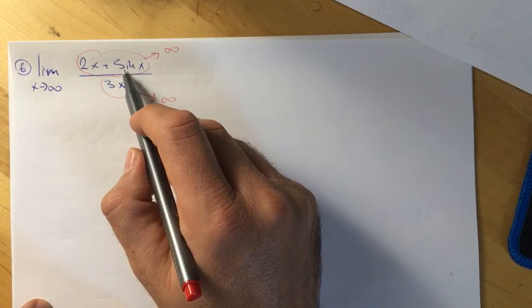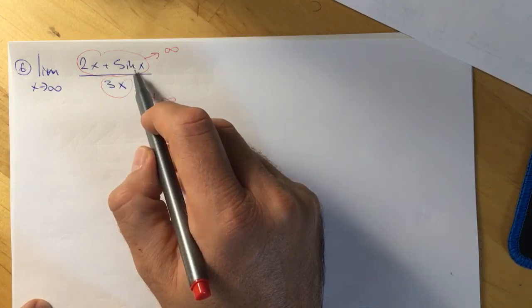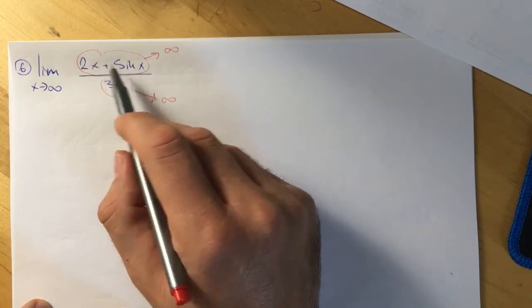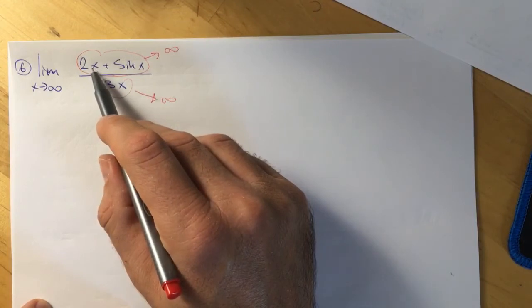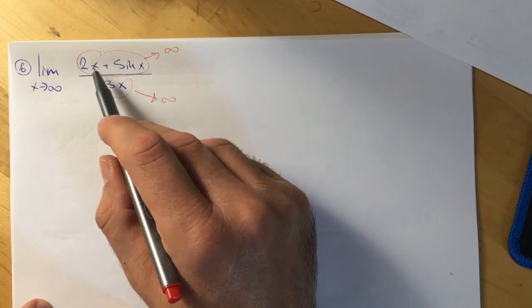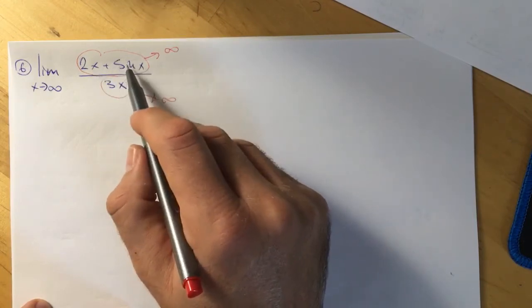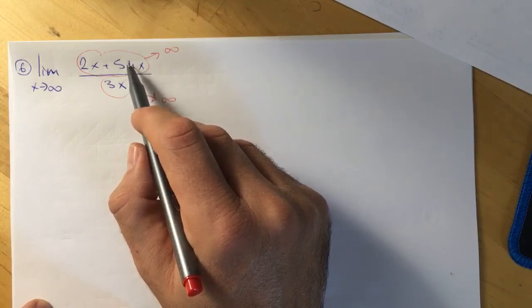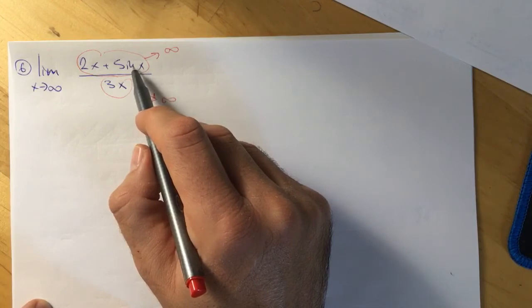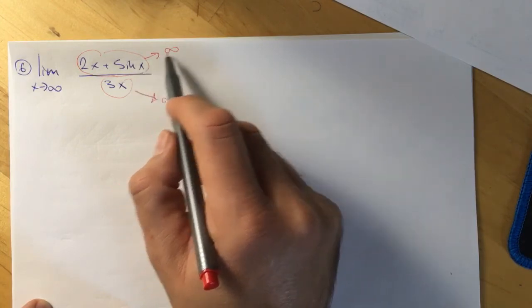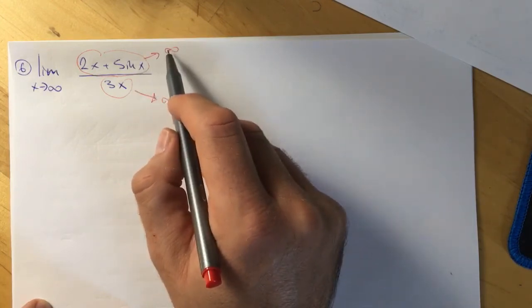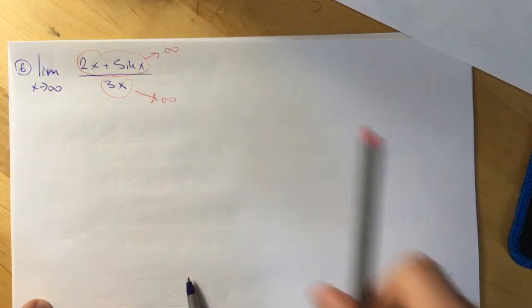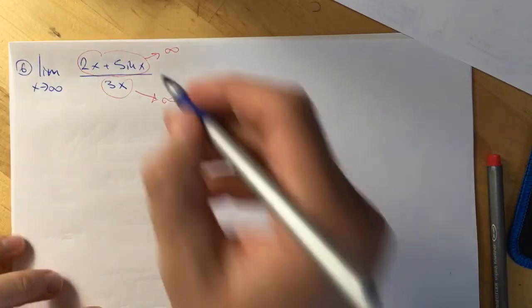And then plus sine of x. Well, sine of x at most can be 1. So 1 added to something that goes towards positive infinity stays positive infinity. Or sine of x can be at least negative 1. Sorry, the minimum value of sine of x can be negative 1. So if you subtract 1 from infinity, still it is going to go towards infinity, right? So I have infinity over infinity. You can solve this problem in a few ways.